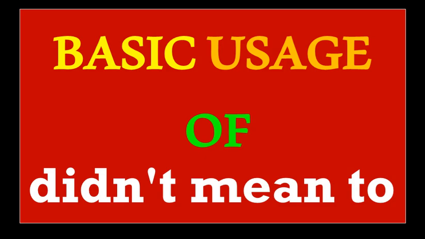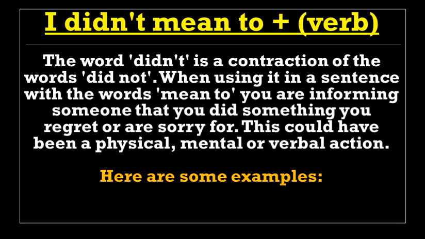Basic usage of "didn't mean to." I didn't mean to plus verb. The word "didn't" is a contraction of the words "did not." When using it in a sentence with the words "mean to," you are informing someone that you did something you regret or are sorry for. This could have been a physical, mental or verbal action.